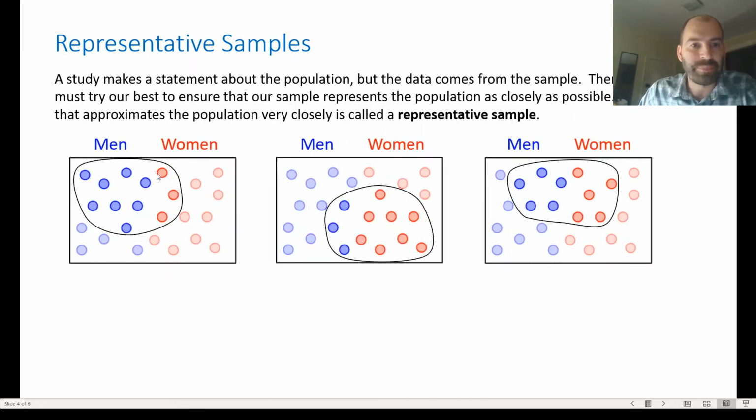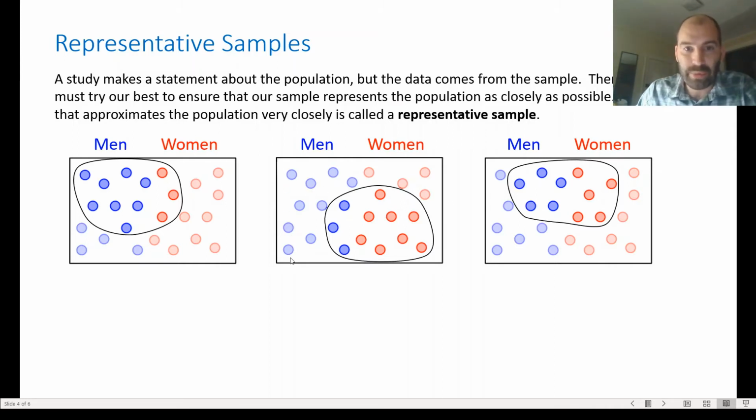So here we have a population of men and women. I've copied the same population 3 times, but in each picture, I have a different sample. We see that in the population, men being blue and women being red, it's about 50-50 men and women. But look at my sample, the circled dots here. Is that representative of the population? Well, in the first case, definitely not. I have a higher proportion of men in my sample than women, whereas in the population, that's not the case.